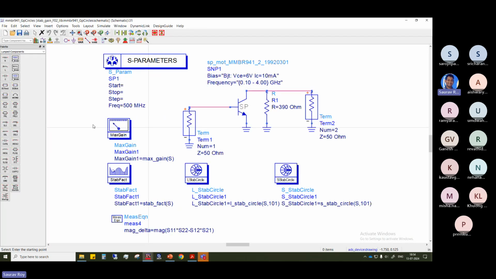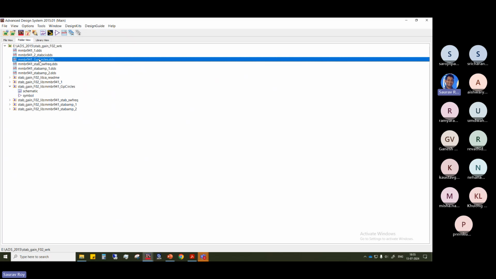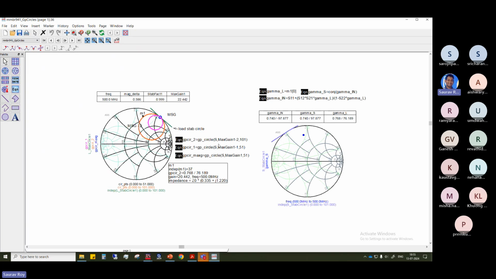So the circuit remains the same, everything is the same. Let me go to the gain circles here. The gain circles you can put here. As you see, three of them we have plotted. These three are the three defined colors. So you can actually put the gain circle.